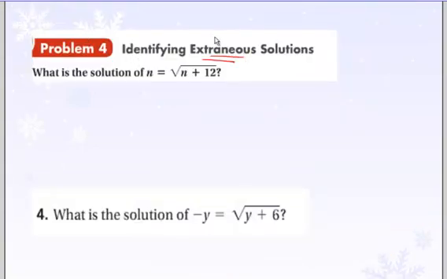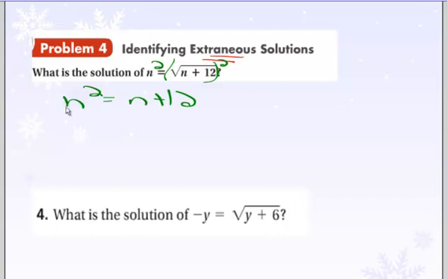Extraneous solutions. Remember earlier in the year we'd ask you to plug it back in and check just to make sure you did it right. Here we have to plug it back in and check to make sure it's actually an answer. So first thing is I have a radical all by itself, so I want to square it. So now I have n squared equals n plus 12.